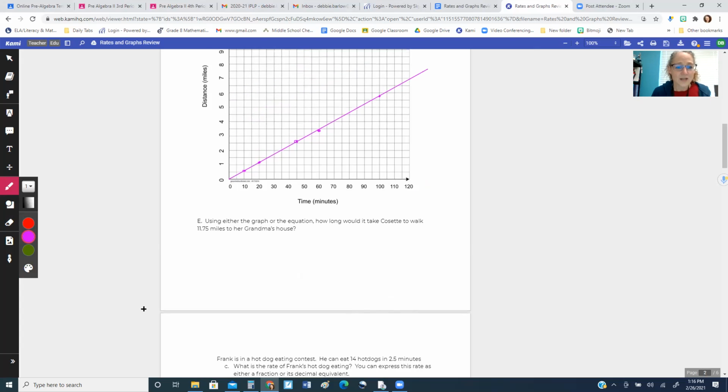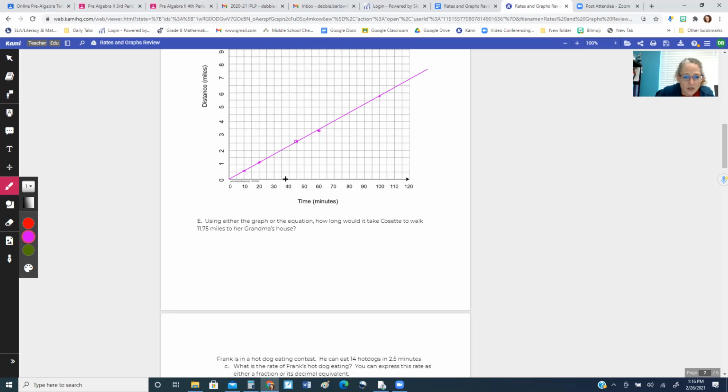Let's move on. All right, using either the graph or the equation, how long would it take Cosette to walk 11.75 miles to her grandma's house? Woo! Go Cosette. She is in it for the long haul. We're walking to grandma's house almost 12 miles away. But okay, we're going to assume that Cosette walks at a constant rate, because we're going to say that Cosette is not going to get tired. She's not going to stop at crosswalks, right? There's going to be no traffic in her way. She is just walking, and go Cosette. There are a lot of assumptions here, but we can come pretty close.